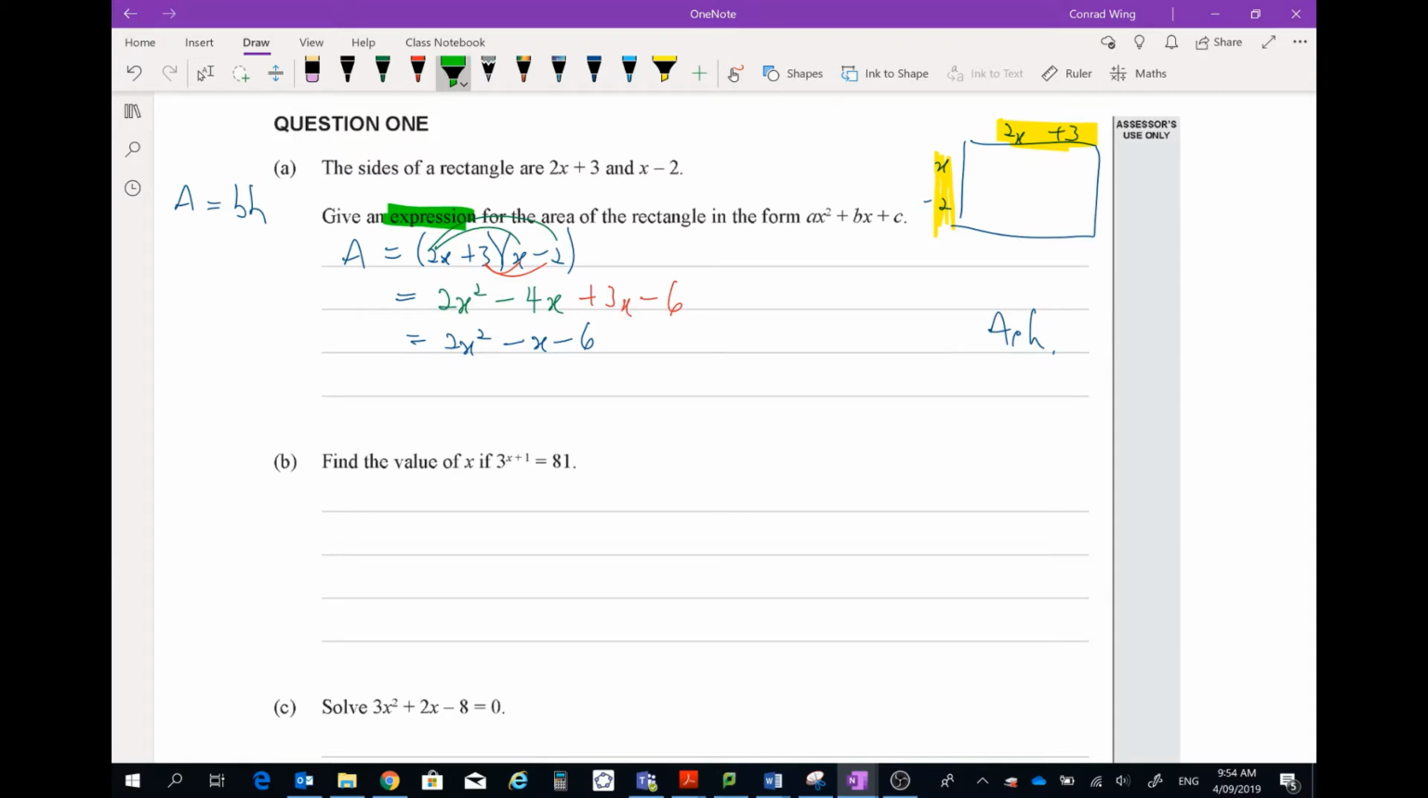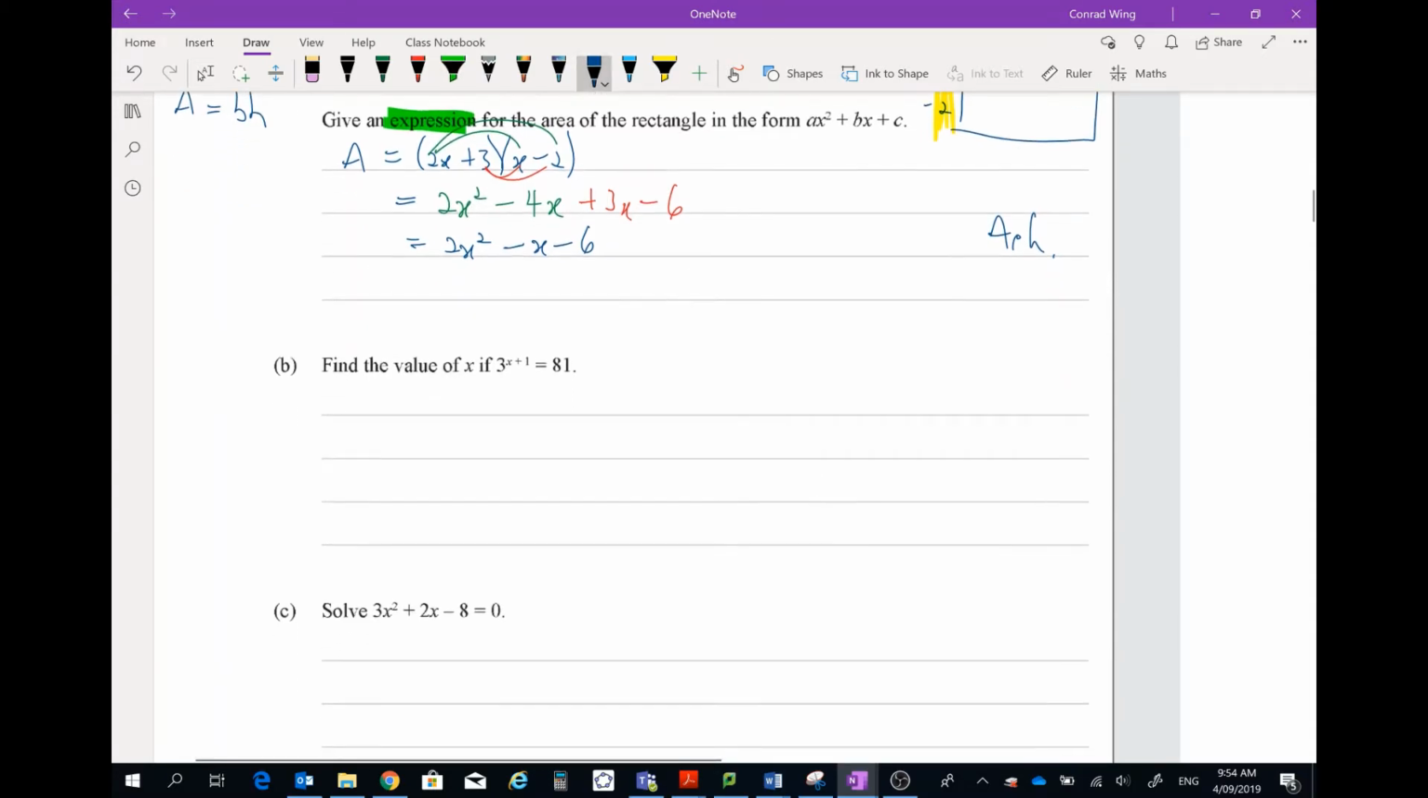Alright, in the next one, find the value of x. We look at the left hand side, it's 3 to a certain power, 3 to the power of x plus 1. And you say to yourself, can I write the right hand side as 3 to a certain power? You know that 3 to the power of 1 is 3. 3 squared, 3 threes are 9. 3 cubed is 27. 3 to the power of 4 is 81. So this is 3 to the power of 4. So that power must be the same as that power, because the bases are the same.